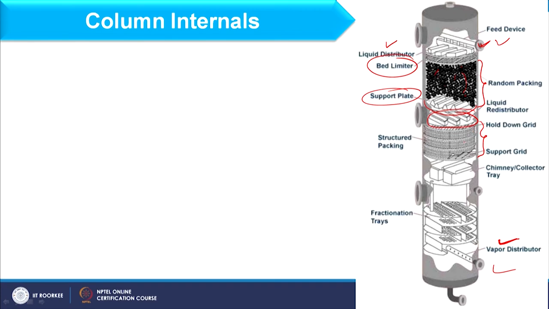In this case we consider structured packing, and at the top we have considered a hold down grid, which does not allow the bed to expand and blow out of the packing with the gas. At the bottom we consider the support grid, and similarly we can have other assemblies, like here you can see the tray column, and above it a packed column. In this way two columns can be combined together. So you can consider different column internals, and further we will discuss liquid hold up.